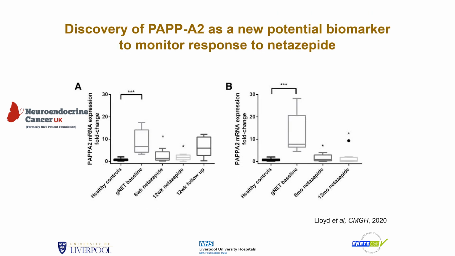So we published the results of this trial a few years ago, and we've been using the samples from the trial to make further analyses. And one of the things that we've recently found with Neuroendocrine Cancer UK funding is a new potential biomarker of the response. This is something called PAPA2, which is not something that has previously been associated with gastric neuroendocrine tumours, but we found that the amounts of this PAPA2 were related to the treatment. So when we had the patients on treatment, the amounts of it went down. When we stopped the treatment, it came back again. So that's a promising new biomarker that we've discovered in Liverpool recently.